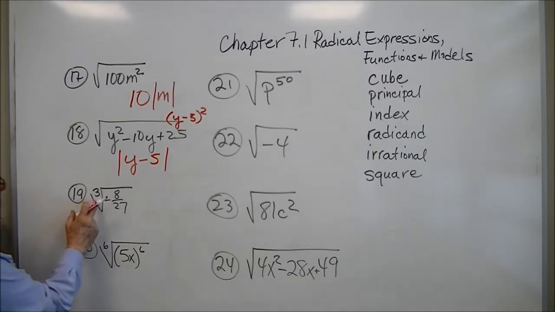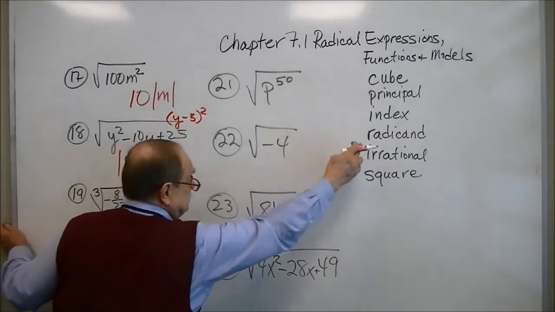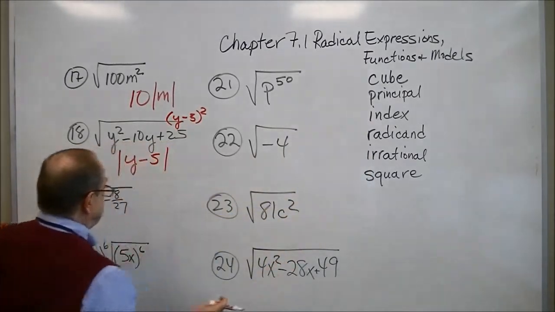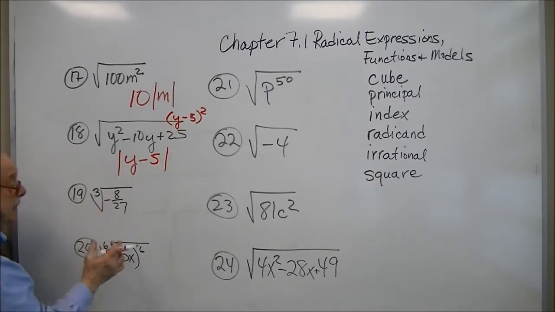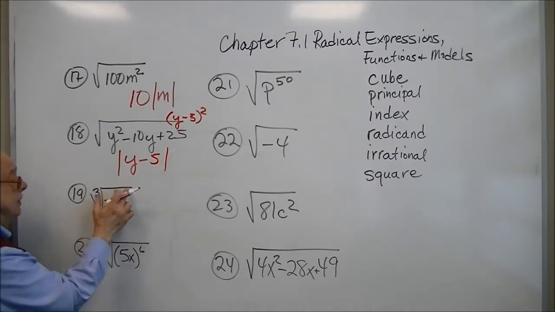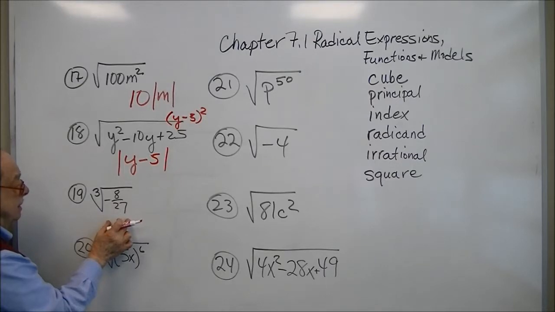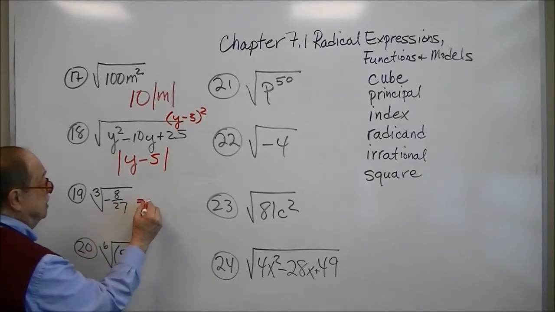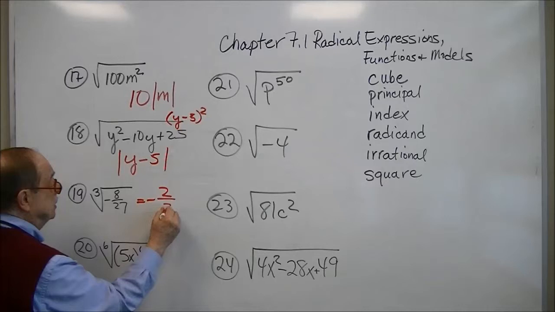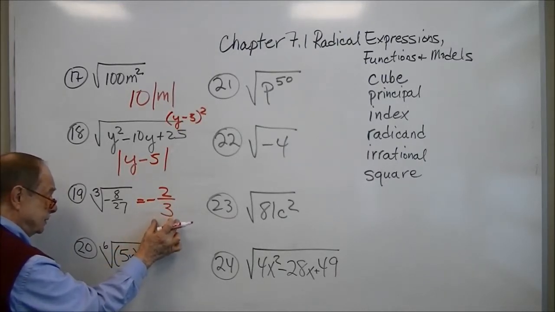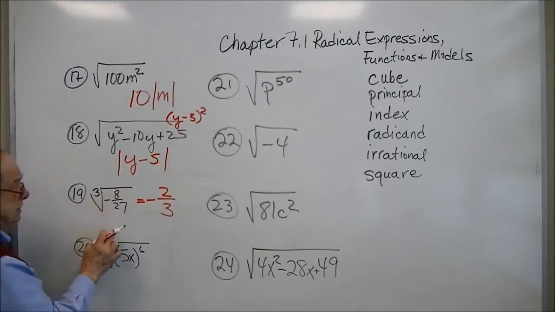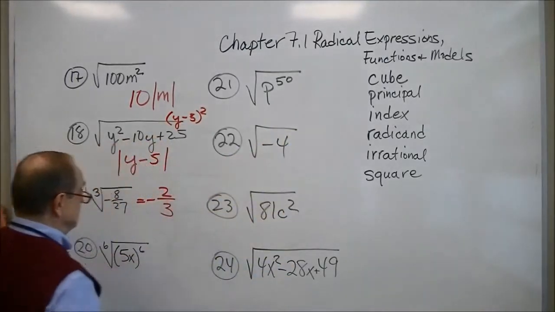Now, for this one, when we see a 3 there as an index number, any odd index number can legally have a negative under the radical sign. So this is going to be a negative 2/3. Because if we cubed a negative 2/3, we would get this. And finally, we've used the word cube too.